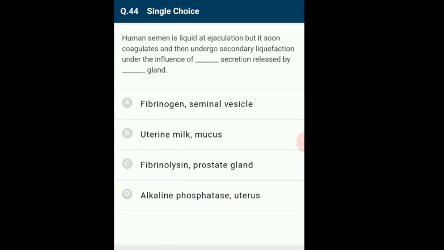Question number 44. Human semen is liquid at ejaculation, but it soon coagulates and then undergoes secondary liquefaction under the influence of dash secretion released by dash gland. The secretory product of the prostate gland, which makes up part of the seminal fluid, is thin and milky, rich in citric acid and hydrolytic enzymes including fibrinolysin, which liquefies coagulated semen after deposition in the female genital tract. So the answer for this question is option C. Fibrinolysin, prostate gland.